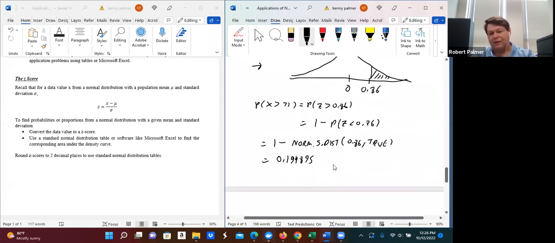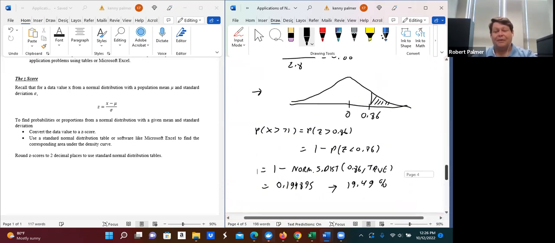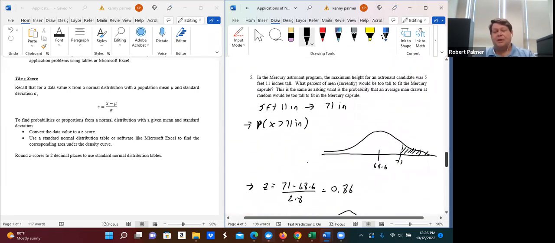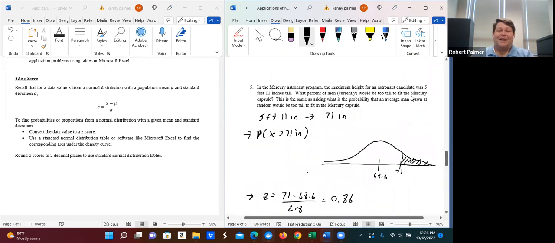Okay, so I'm going to round that off a bit. Percentage-wise, let's just make that about 19.49%, almost 20%. Okay, so today, interesting. With men's height today, which is probably slightly taller than they were in the early 60s when the program started, about 20% of men today would actually be too tall to fit in the capsule.